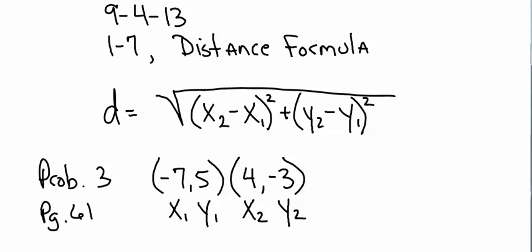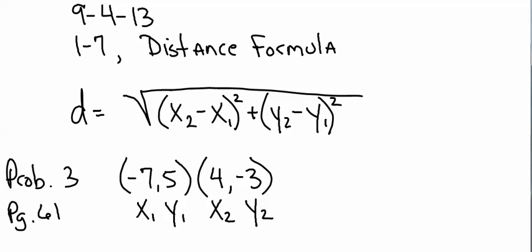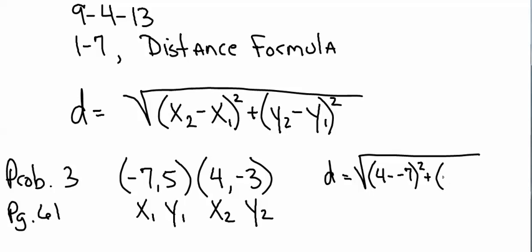If you don't want to type the whole thing into the calculator, the way that you would finish this the long way would be the distance between these 2 points, the distance would be equal to the square root of x2, which is 4, minus x1 is negative 7, and that's squared, plus your y2 is negative 3 minus 5 squared.